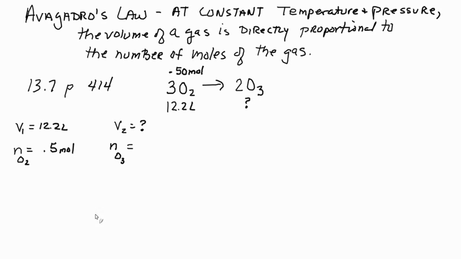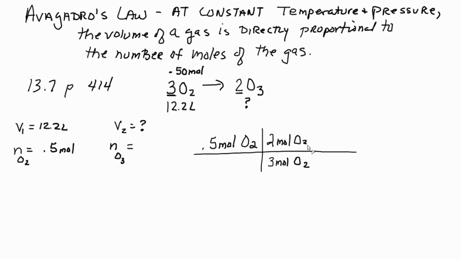But we have a way to find out because we can use our molar ratios to calculate the moles that we're going to form. So you take the 0.5 moles of O2, use your molar ratio, 3 moles of O2 to 2 moles of O3, and that's going to give you how many moles of O3 you've made. And when you plug those numbers in, you get 0.33 moles of O3. Okay, so now we have a third of a mole here.